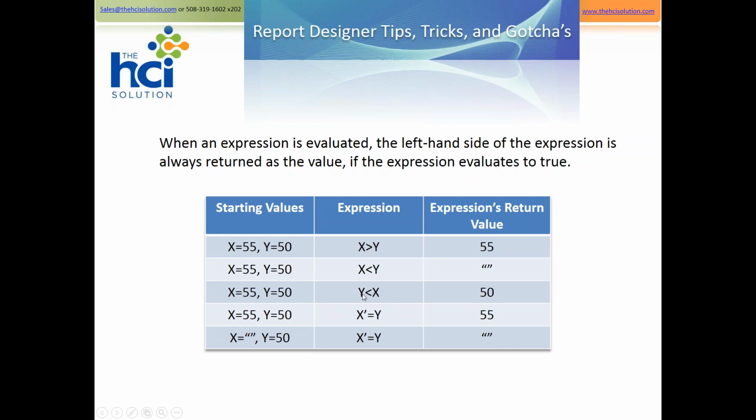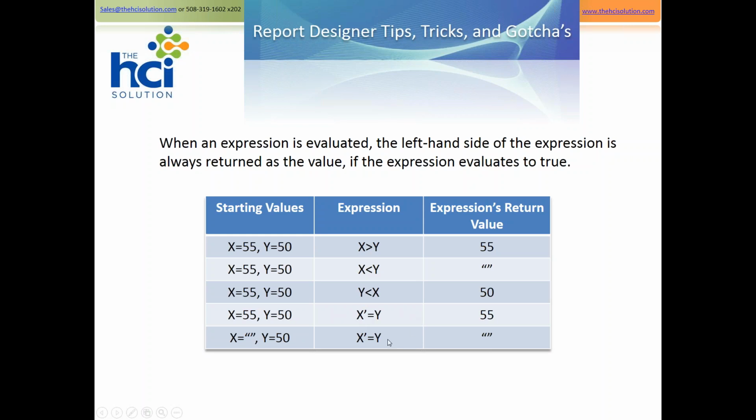And then this one, Y is less than 50. And again, you notice we moved the Y to the left-hand side here. So we're returning 50 instead of 55, because Y happens to be on the left-hand side of the expression. This one is saying 55 is not equal to 50. That's true, so you return 55.